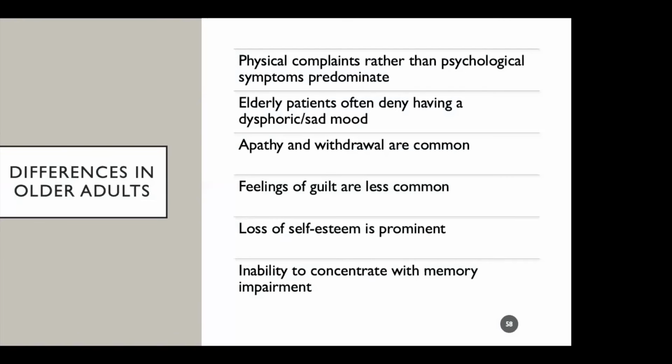Next slide. And we went over this, what are the differences in presentation of depression in older adults. Physical complaints dominate. There's more frequent aches, pains with really no clear underlying cause. They are more withdrawn and apathetic. They have some loss of self-esteem. But what is really prominent is that I can't concentrate, I can't remember, I can't make decisions, or that's what people are reporting.